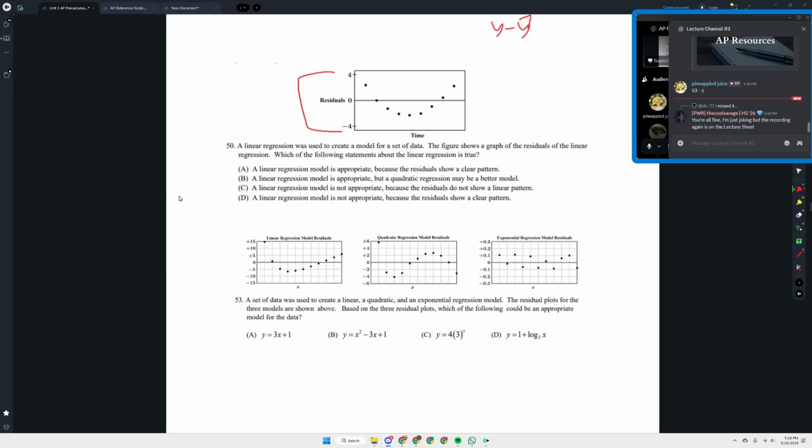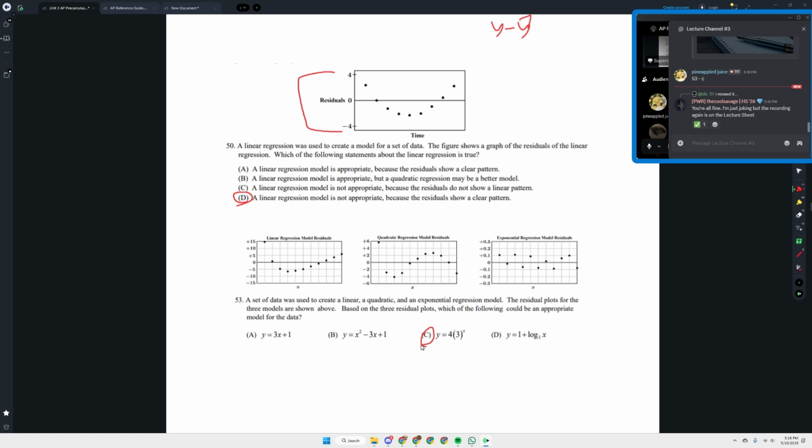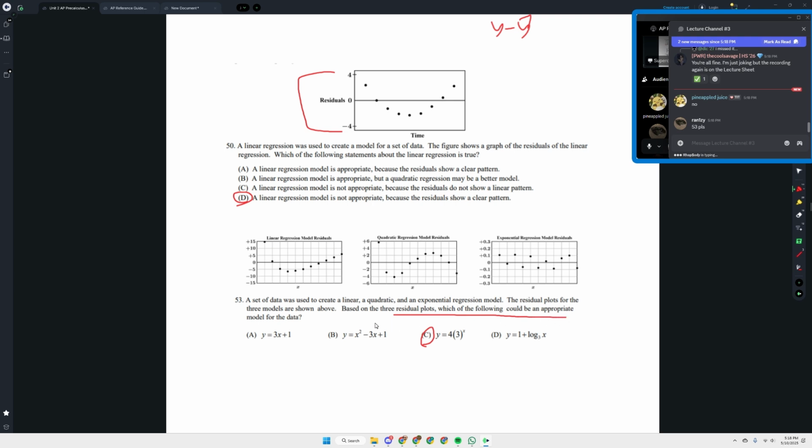So 50 is D, and 53 is C. Any questions? No? 53, please. The idea is that we're trying to see which is the most appropriate model. This has a clear pattern, and that's a problem. You don't want a clear pattern in any type of stats, because that's what a regression model is usually for. So it can't be linear.